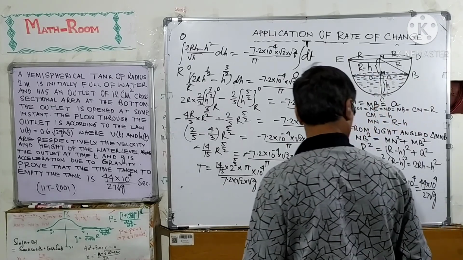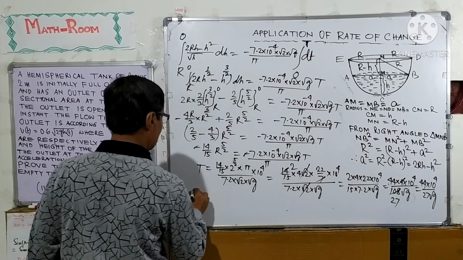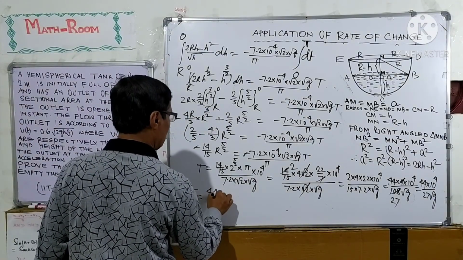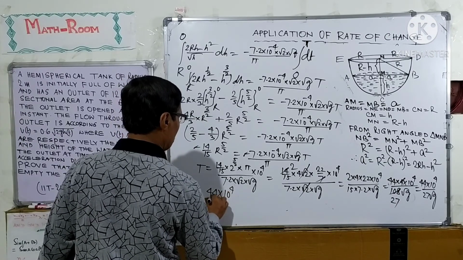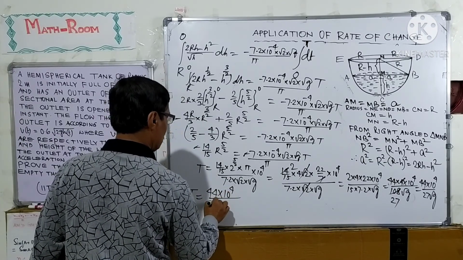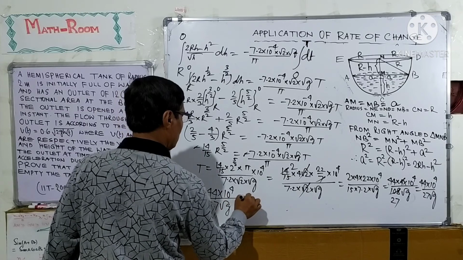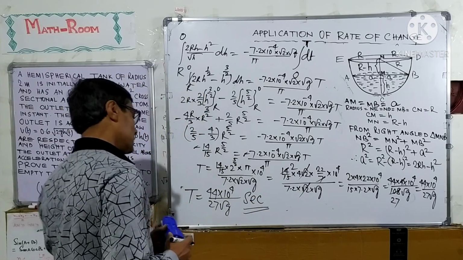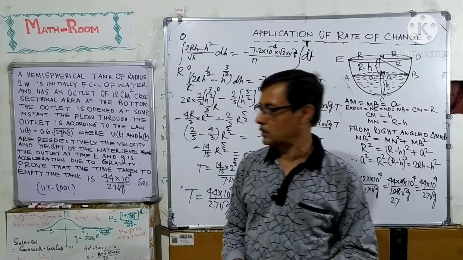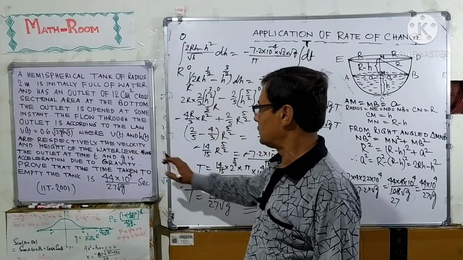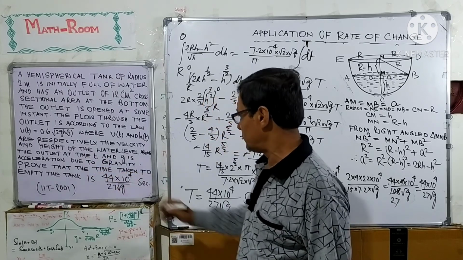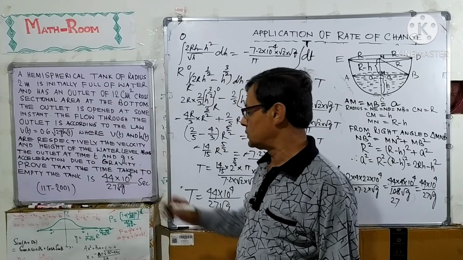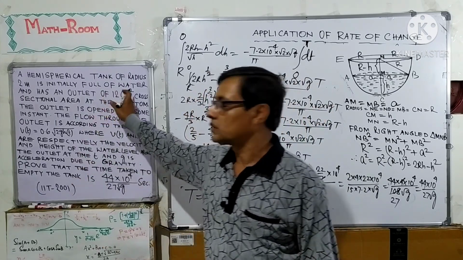This is the time. So the time T equals 44 into 10 to the power 4 over 27 root g seconds. This is the time required to empty the tank. This time is 44 into 10 to the power 4 over 27 root g seconds. Thus, we have solved this problem.